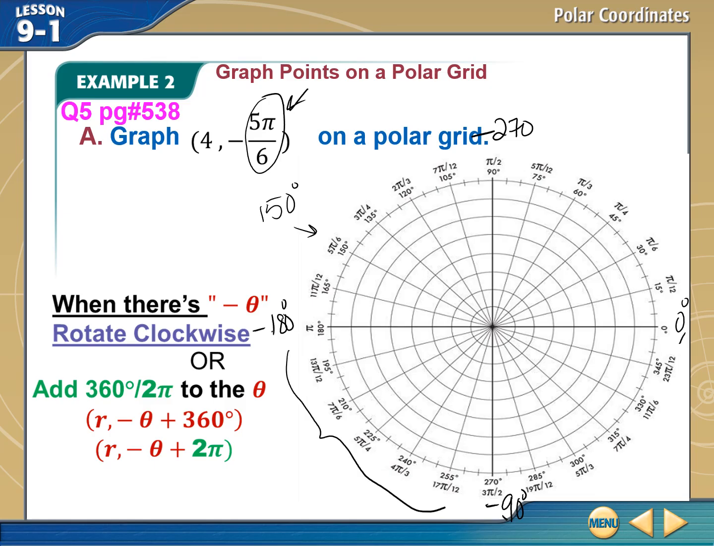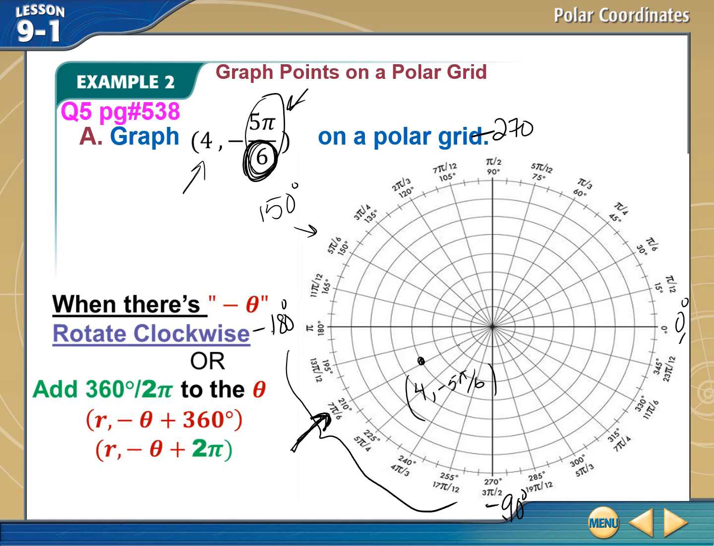Now what is in the denominator? 6. So find out a term which has 6 in the denominator. So here 7π/6. The denominator is 6, this matches. Now our r is 4. So on this line 1, 2, 3 and 4. So this is our point, 4 and negative 5π/6.